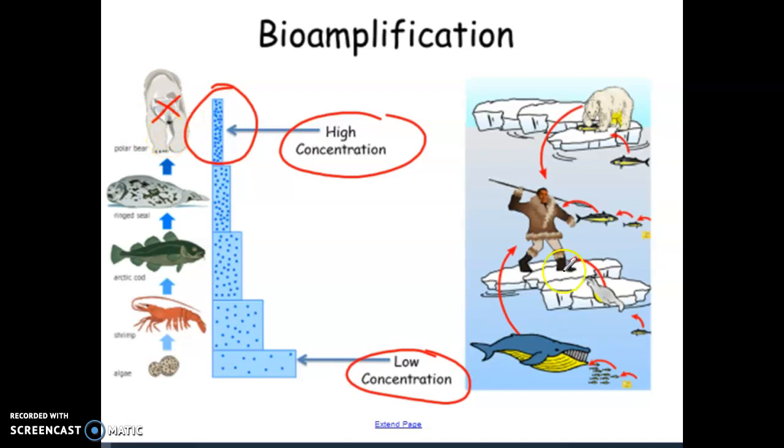So from a human perspective, this is also very harmful. DDT was found to also be harmful to humans because if we're eating different items that are on the food chain, all of that chemical compound is going into a human as well. So it definitely wasn't good, which is of course why it's now been banned.